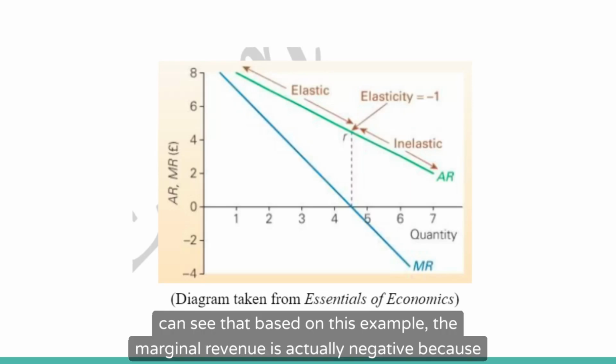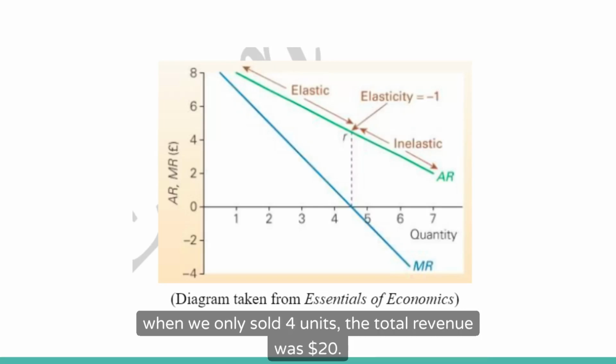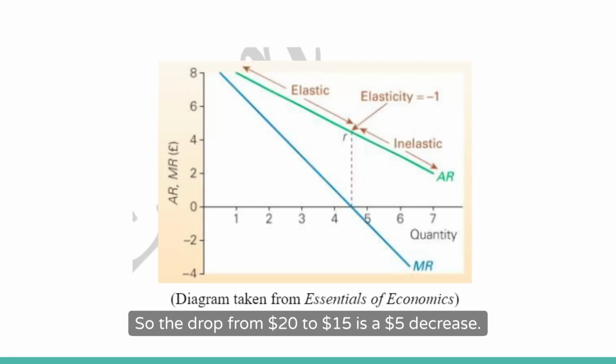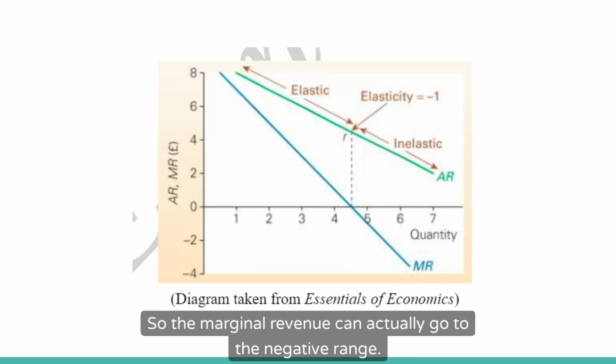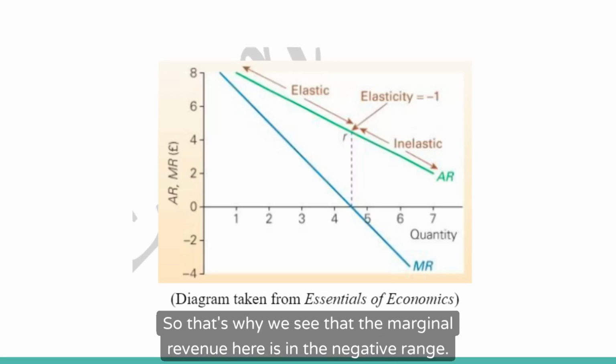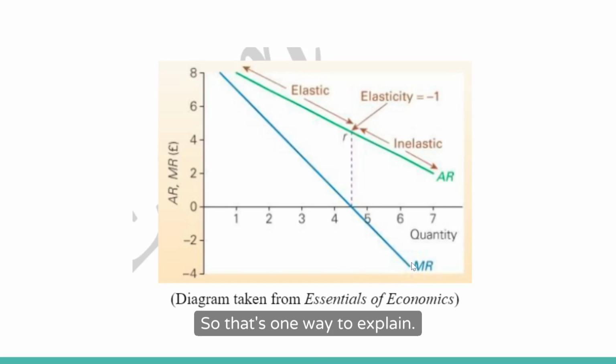The marginal revenue is actually negative because when we only sold 4 units, the total revenue was $20. Now we sell 5 units, the total revenue is only 15. So the drop from 20 to 15 is a $5 decrease. So when you sell the 5th unit, your total revenue drops by $5. So the marginal revenue can actually go to the negative range. So that's why we see that the marginal revenue here is in the negative range. Okay, so that's one way to explain.